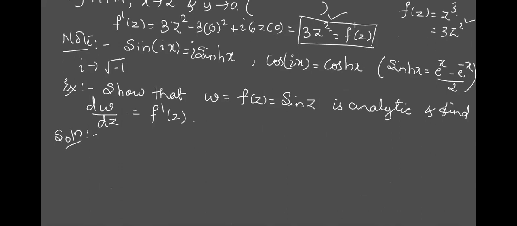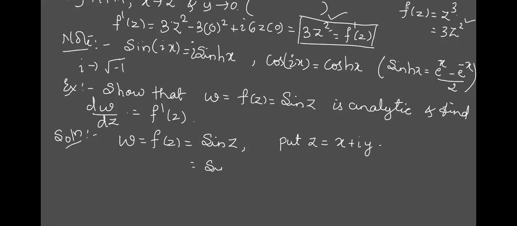Let us take the function. So w is f of z, which is equal to sine z. Tell me what I have to do next. What should be the step? Do answer fast. Put z equal to x plus iy. Let us apply. So here actually many problems are there. If you answer, I can cover them up.